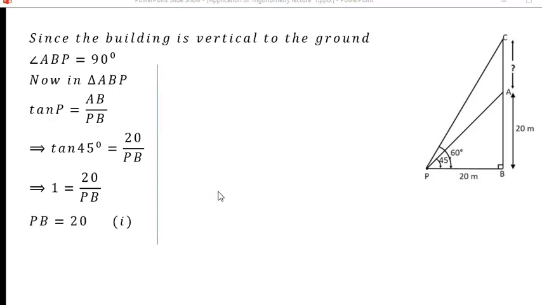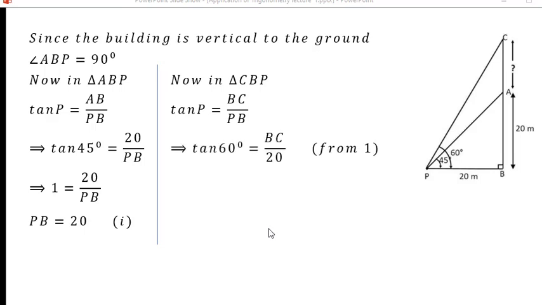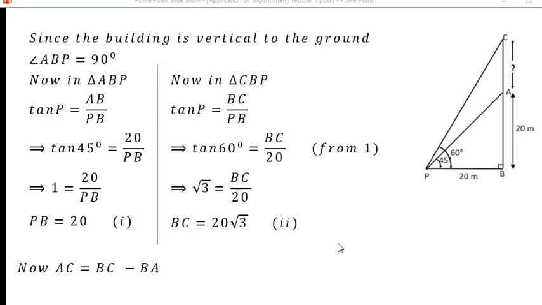Now I will take another triangle. I will take triangle CBP or CPB. In this triangle, tan of angle P will be BC upon PB. Tan 60 degree is BC upon PB, which is 20 meter. Now tan 60 is root 3. So that gives me the value of BC as 20 root 3 meter. Now I have the value of BC as 20 root 3 meter and PB as 20 meter. So I get the value of AC as 20 root 3 minus 20. I will take 20 common. So 20 into root 3 minus 1.